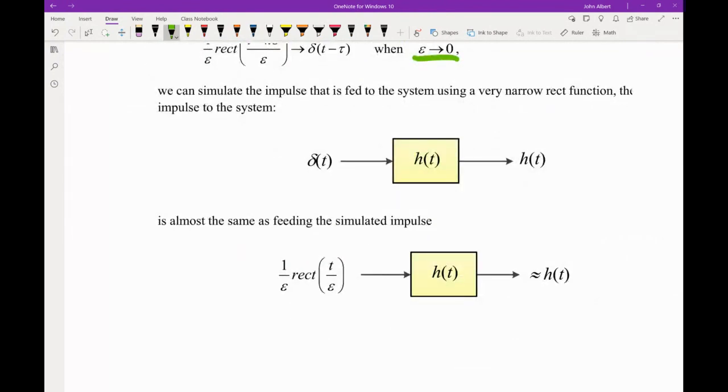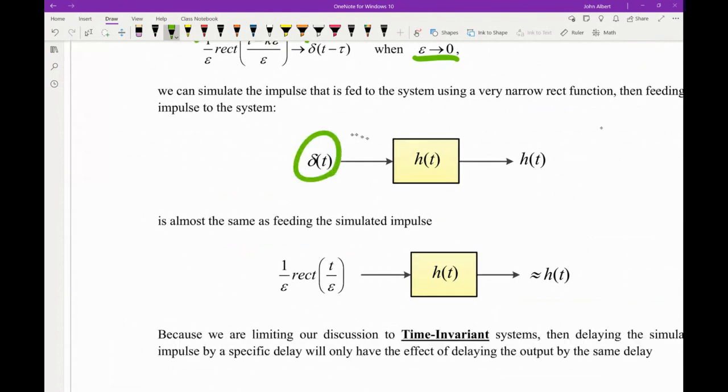Now, we know that if you put an impulse into a system with an impulse response, which is h of t, what is the output? By definition, I put an impulse into a system with an impulse response that is equal to h.